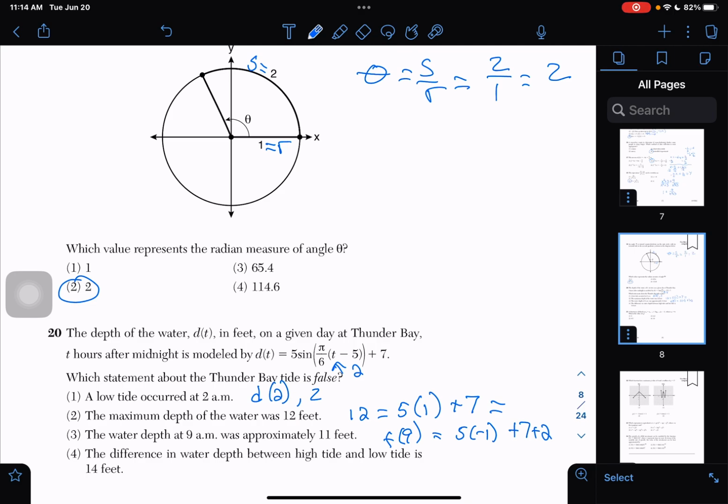I have them mixed up. This is this one down here, and this one's the answer. No, not 3, 4. 4 is the answer.